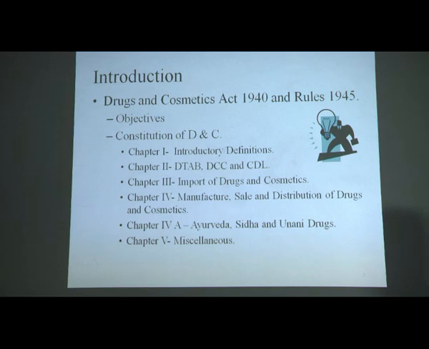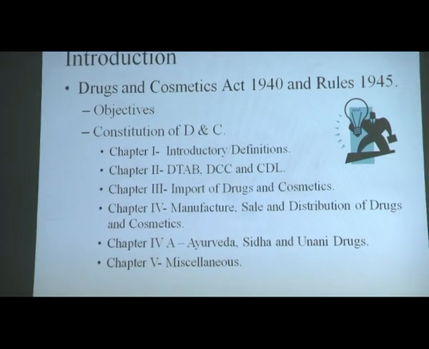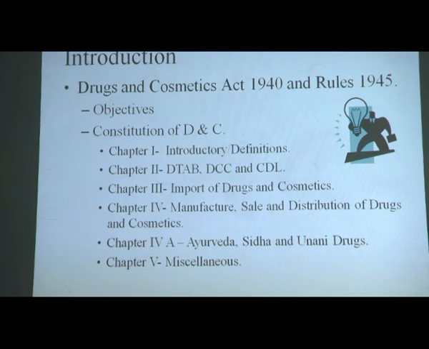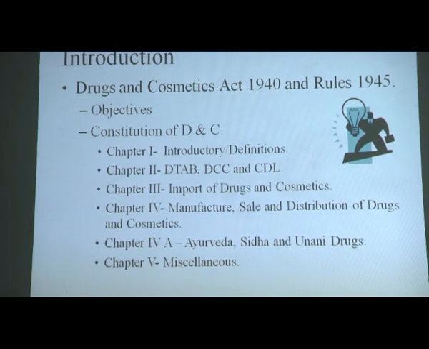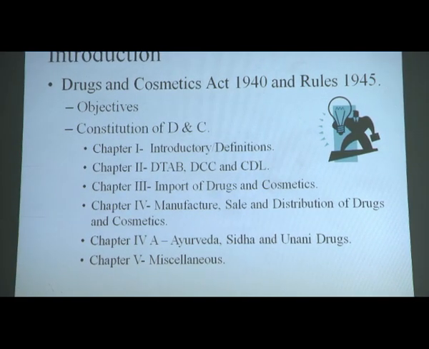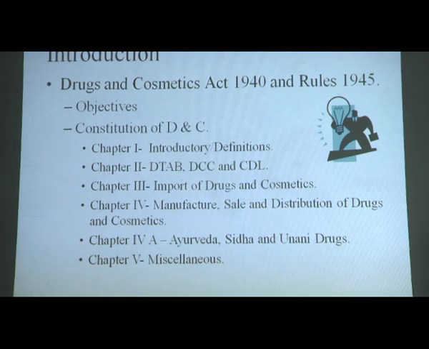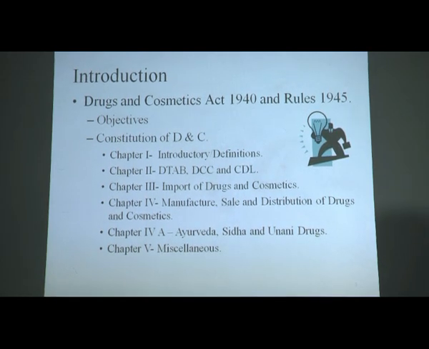So the Drug and Cosmetic Act was enacted in the year 1940. It was actually enacted on 10th April 1940 with the main objective to regulate the import, manufacturing and sale as well as distribution of drugs in India. This act is divided into 2 parts. First one is the act, and second one is the rules. The act is constituted with 5 different chapters.